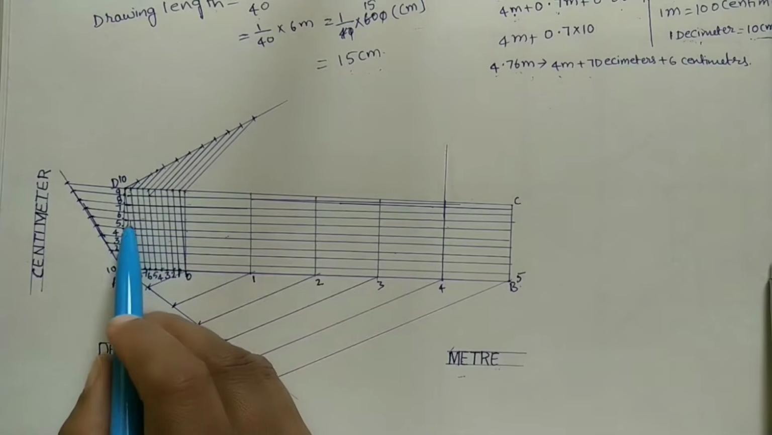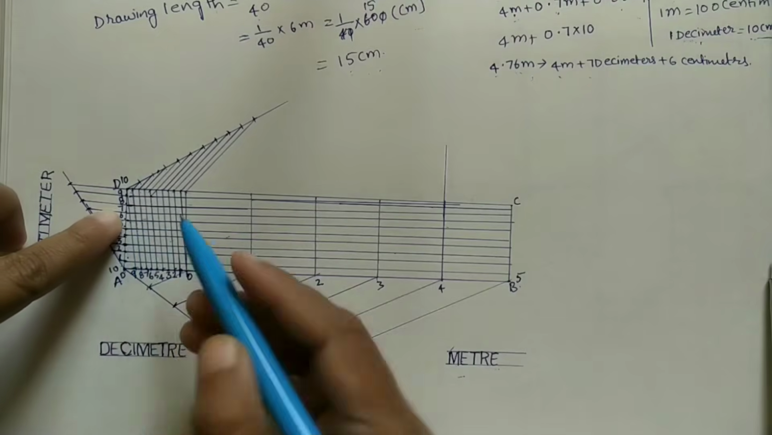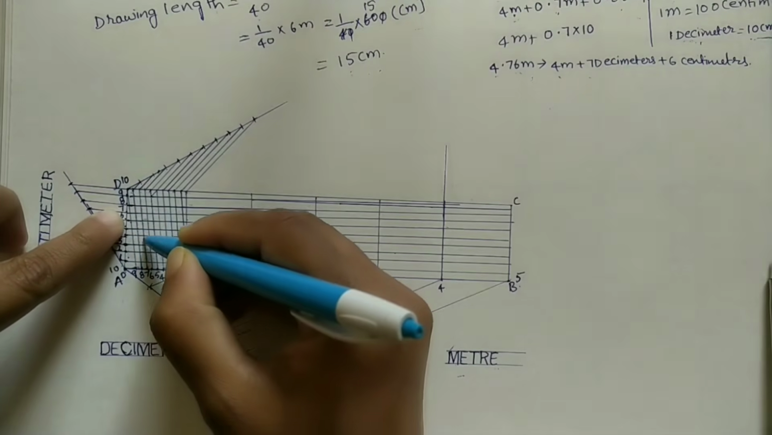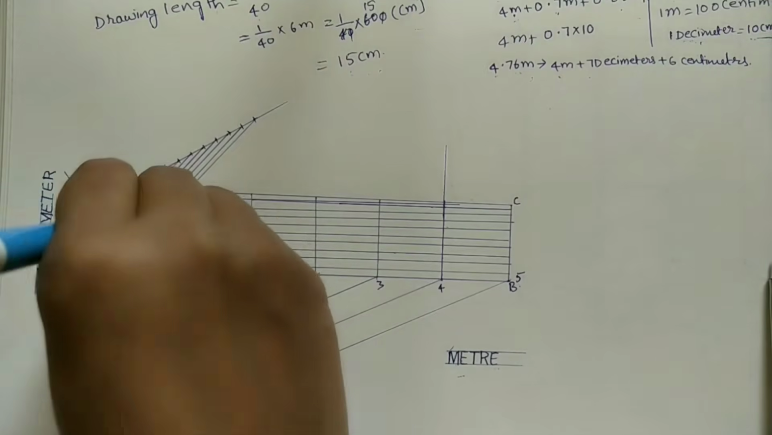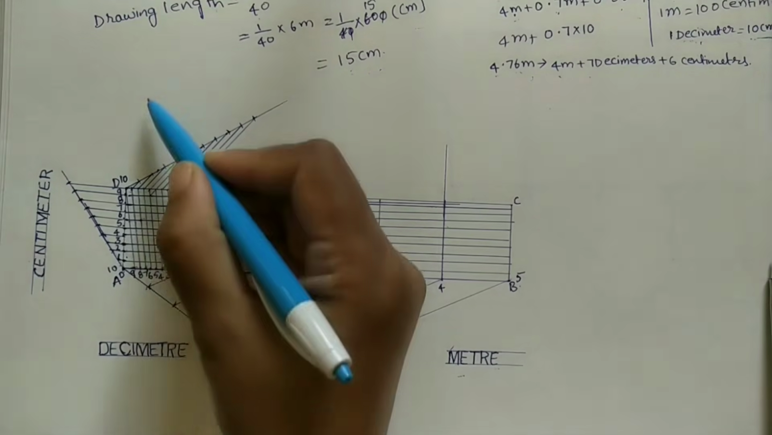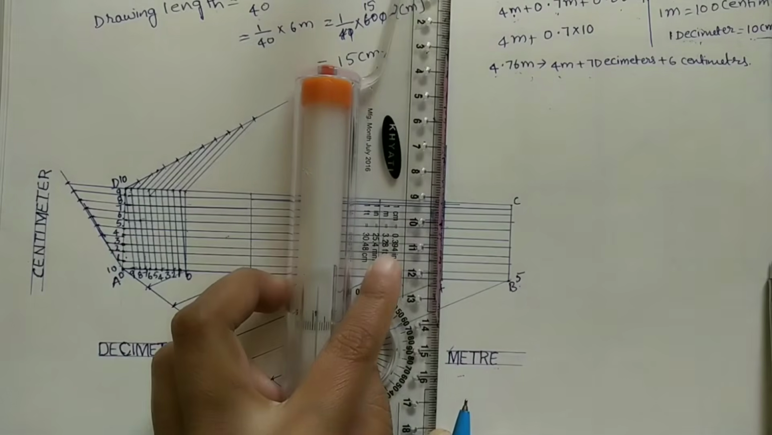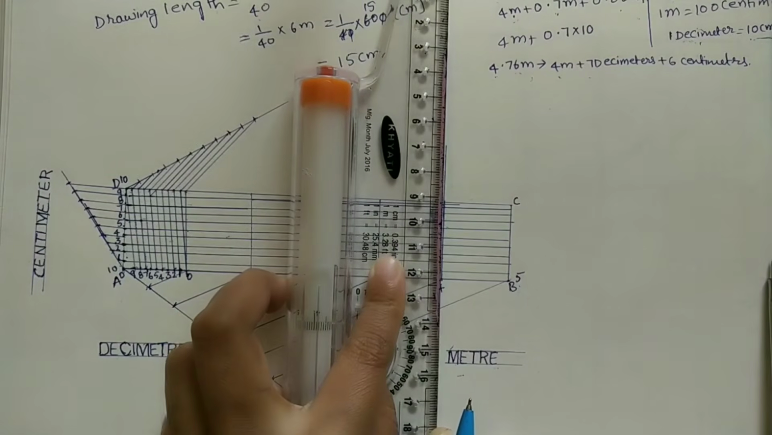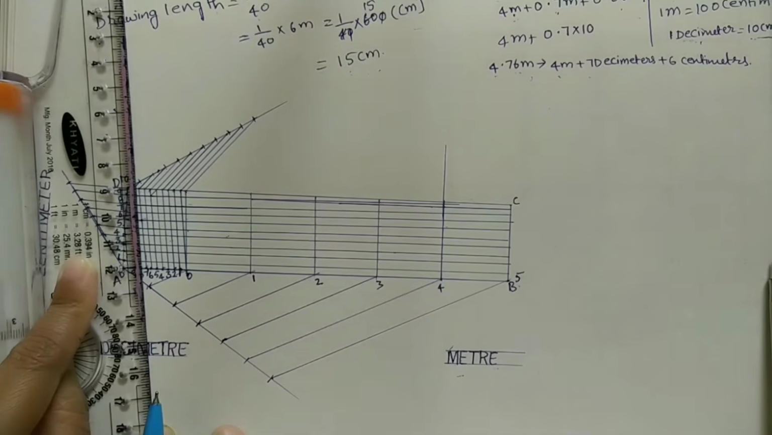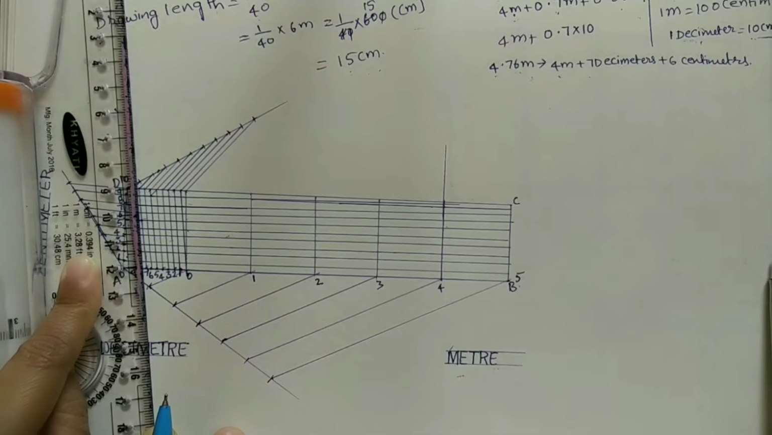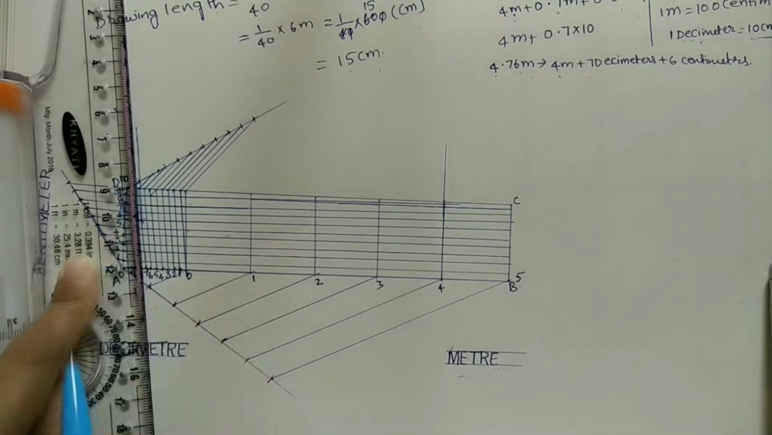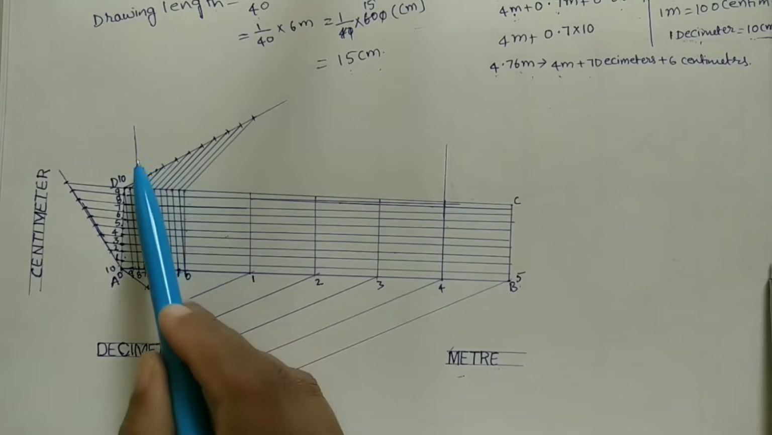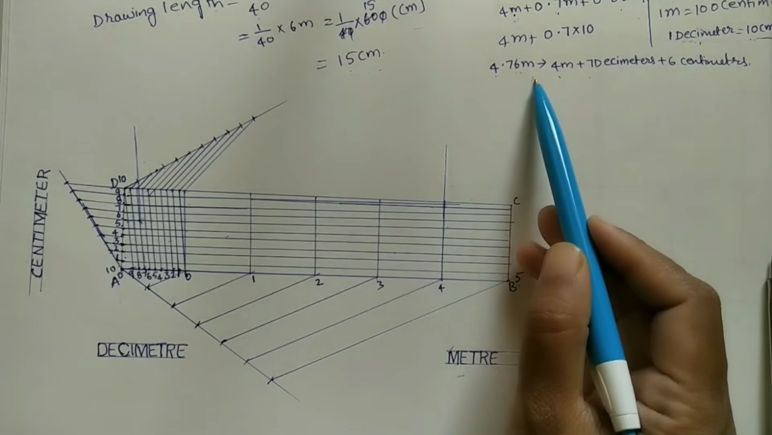Where will the point come? Let us check. 6 centimeters and then 7. This is the 7th line. This is the 6th one. Take the intersection point here. At this point draw a vertical line parallel to this line. Move the scale up to that intersection point. Just draw a vertical line of some length. The gap will show 4.76 meters.